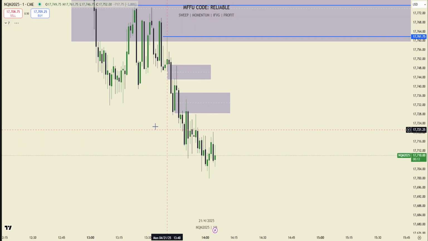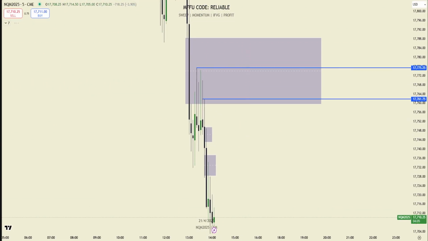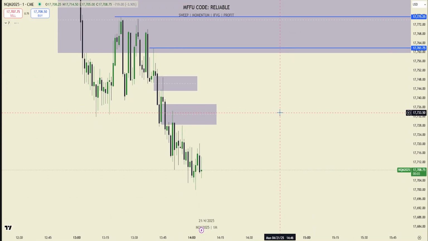But yeah, I would not be trading on the lower time frame here. I would just be waiting for that 1 minute gap to inverse, or if that goes invalid, maybe the 5 minute above. And if not, we'll just keep watching this go down.